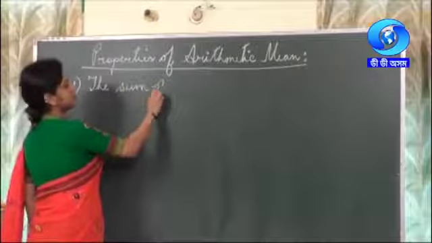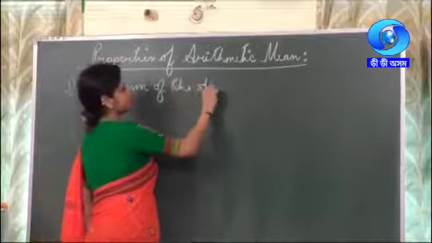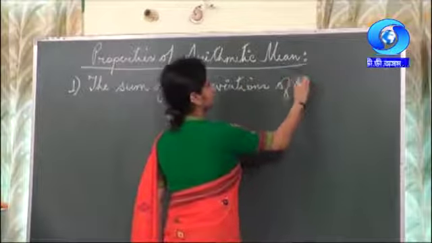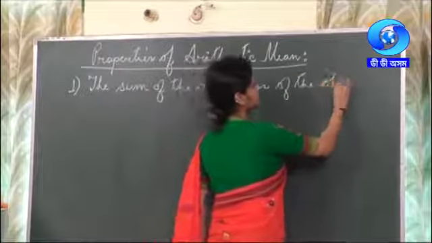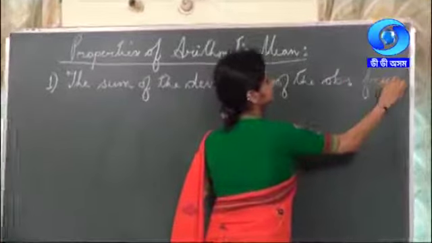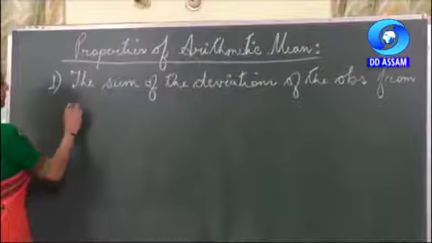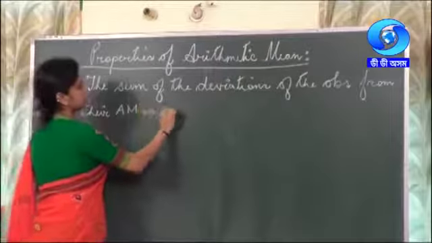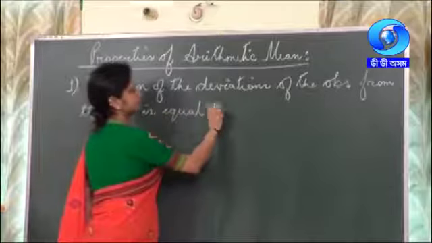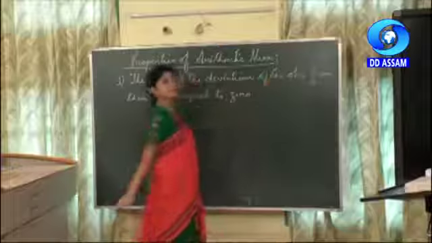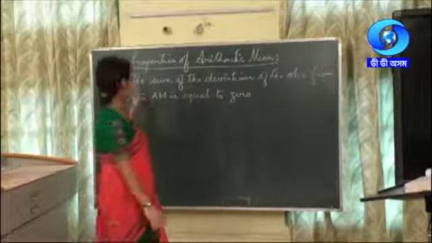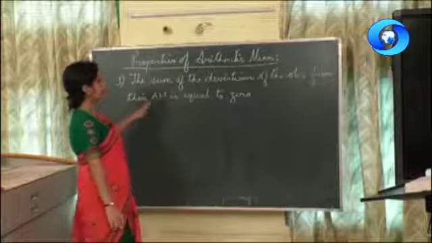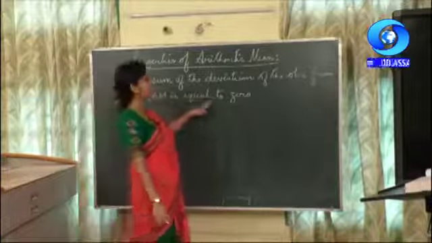the sum of the deviations of the observations from their arithmetic mean is equal to 0. This is the statement of the first property, which says the sum of the deviations of the observations from their arithmetic mean is equal to 0.